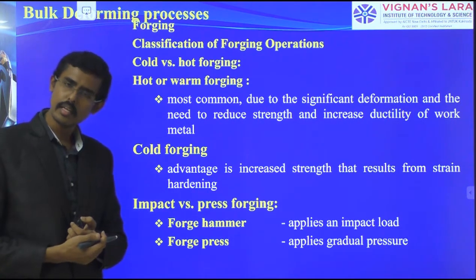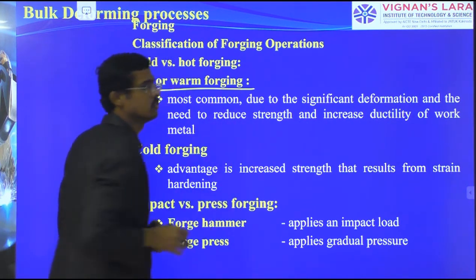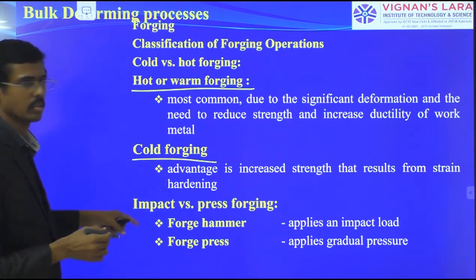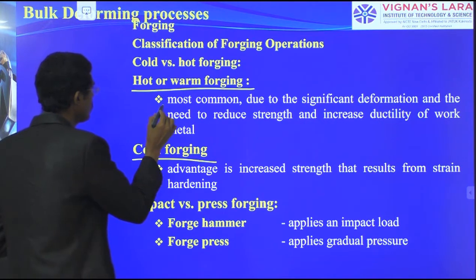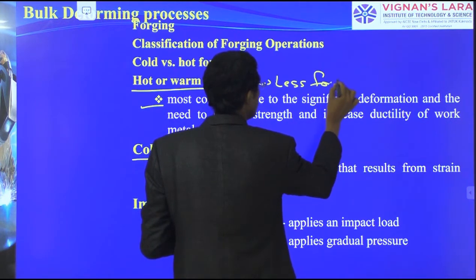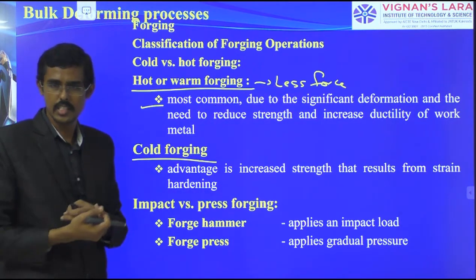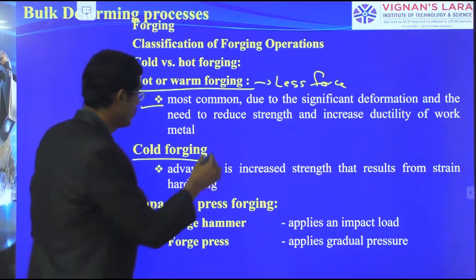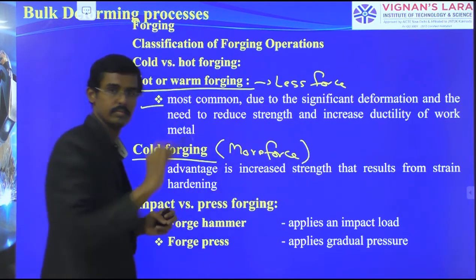Here I am classifying in the same format as rolling operations, such as hot forging operations or cold forging operations. Hot working is the most common. Why is it most common? Because it is in the red hot condition, we can give less force, and in such a way it can convert from one form to another. But in cold working, more force is needed.